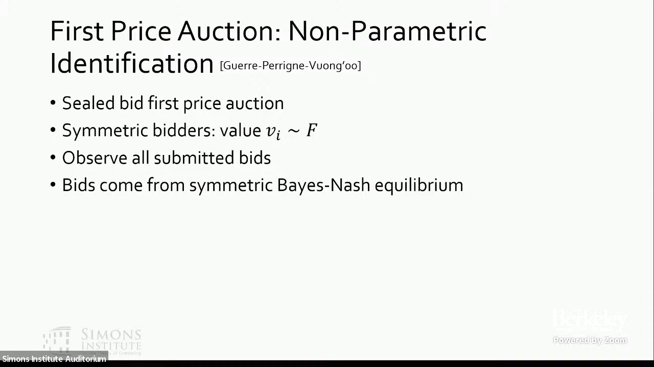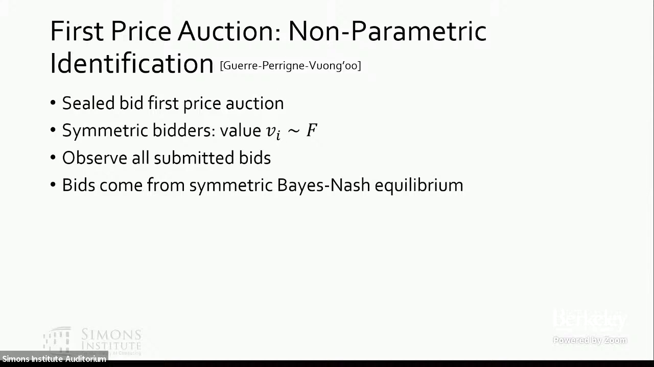We have a sealed bid first price auction where people submit a bid, the highest bidder wins, and they pay their bid for the item. We'll assume that bidders' values for the item are drawn from some common distribution F. And what we observe is the submitted bids for the auction. And we have multiple such samples of different auctions that happened and the bid vectors that were submitted.